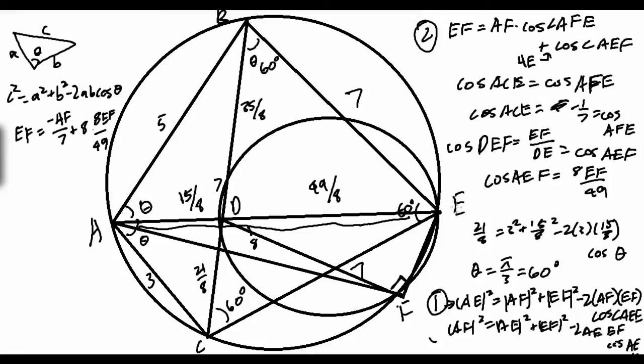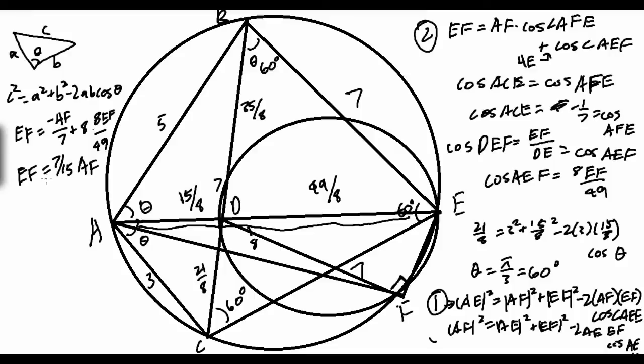Alright, we have that. So what exactly is EF? We have EF on both sides, and we can put EF in terms of AF, and we get that EF equals 7 over 15 AF. And what do we do next? We have this, pretty close, I'd say. We'll sub that into the first equation.